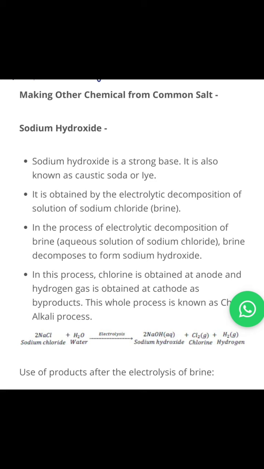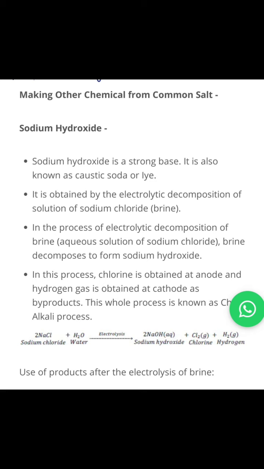Children, try to understand here what is brine. Brine is actually a saturated solution of sodium chloride. Saturated, you know, when no more amount of solute can be added to the aqueous solution. In the process of electrolytic decomposition of brine, it decomposes to form sodium hydroxide, that is caustic soda. In this process, chlorine is obtained at the anode and hydrogen gas is obtained at the cathode. This you have to remember, children. This is something very important, which gas is liberated at the anode and which is liberated at the cathode.